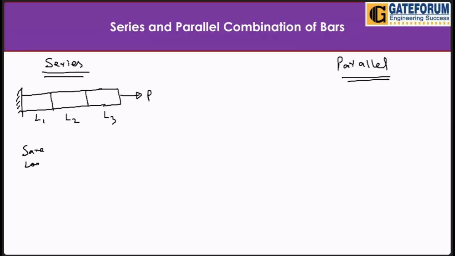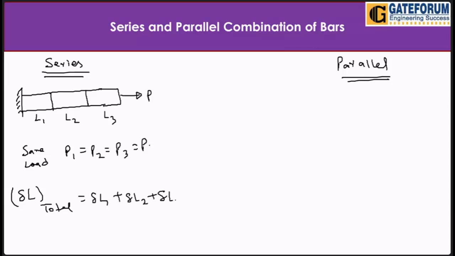Same load first of all in series, that in the first portion P1 is equal to P2 is equal to P3 is equal to P. In series, same load first of all, and second thing, delta L total will be added here. Delta L total will be delta L1 plus delta L2 plus delta L3.